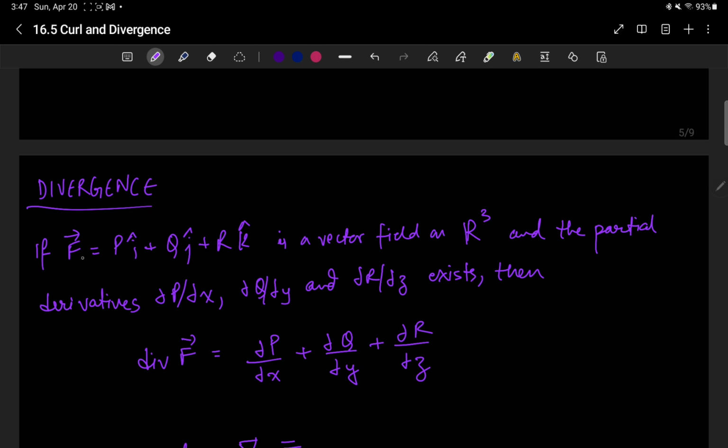If we have a vector field F with component vectors P i cap, Q j cap, and R k cap, in R3, which is 3-space, and the partial derivatives ∂P/∂x, ∂Q/∂y, and ∂R/∂z, that's the respective partials in their x, y, and z components, exist, then we define the divergence of F as the sum of these things. So this is a scalar quantity.